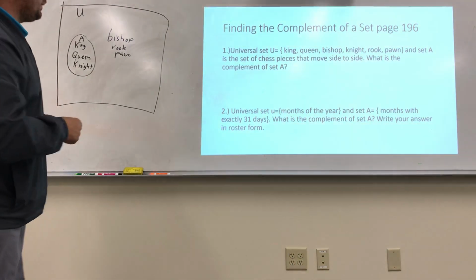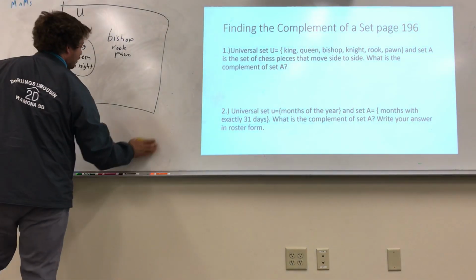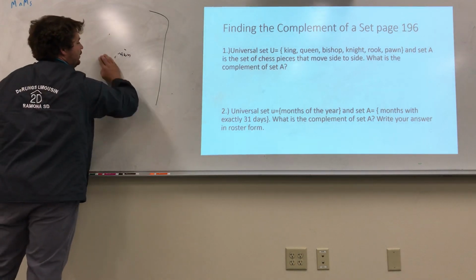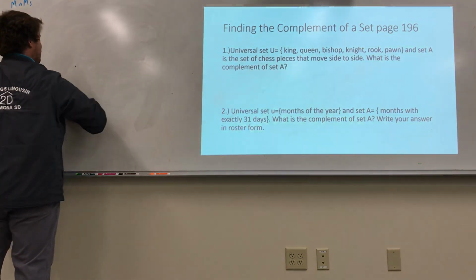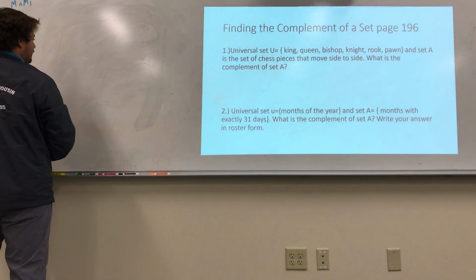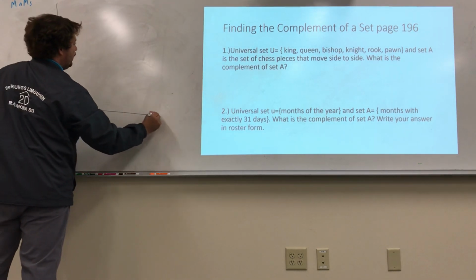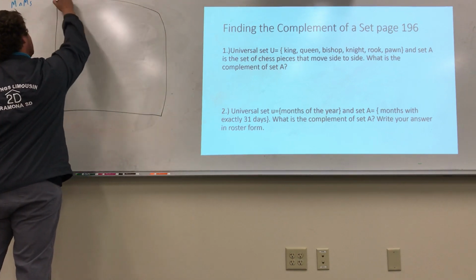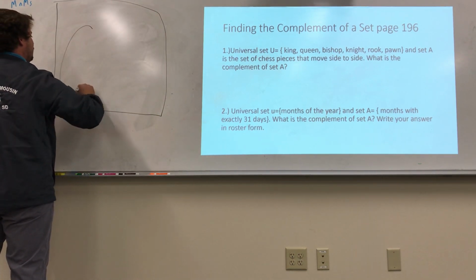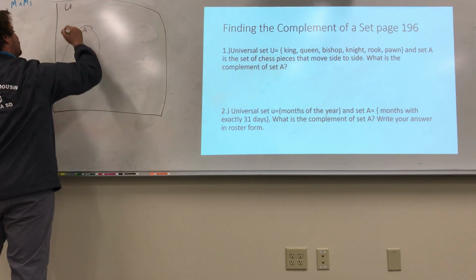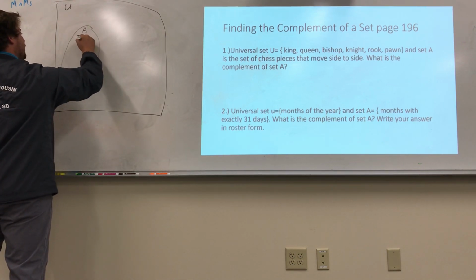This next one is a pretty good chance that I know this one a little bit better. Okay, so once again, your universal set is going to be your whole group, which is going to be your months of the year. Okay? Now, they want to know your set A, which is going to be this little box inside it, is going to be your months with 31 days. Well, January has it.